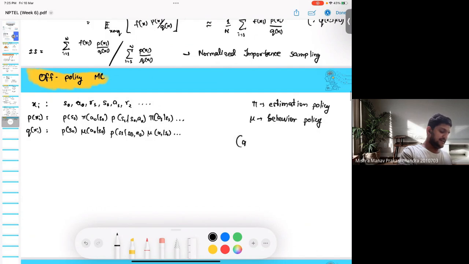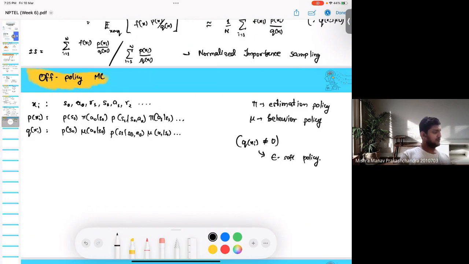So when I say that my q of xi is non-zero, this in a way means that the policy I'll be having is an epsilon soft policy. I no longer will be following a deterministic policy. The behavior policy that I have will be an epsilon soft policy. The estimation policy need not be epsilon soft. It could be a deterministic policy. That doesn't matter in this case.